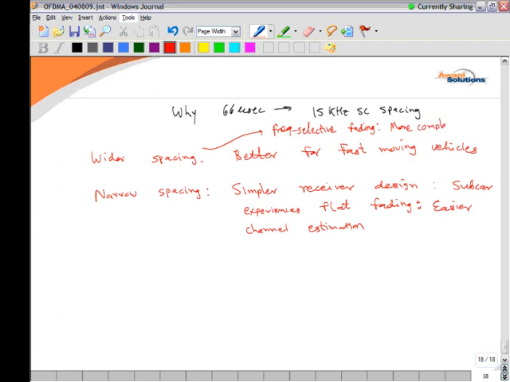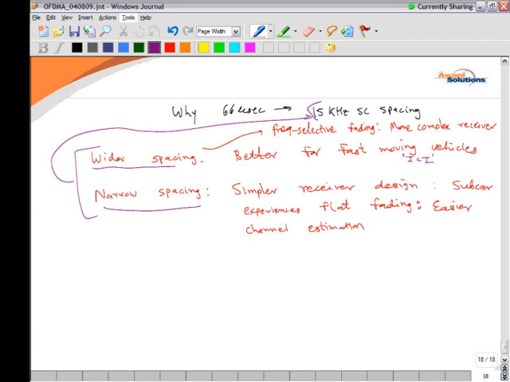So that's the trade-off that we are trying to get. If you have very wide spacing, your intercarrier interference resistance is pretty good. However, if you have narrow spacing, then it's giving you a simpler receiver design. So the trade-off between the two is, for LTE, they have chosen 15 kHz. But that was a very good question. Okay, any other questions?